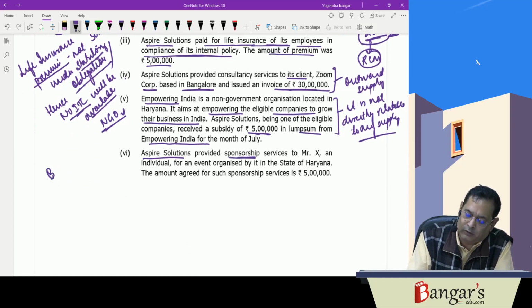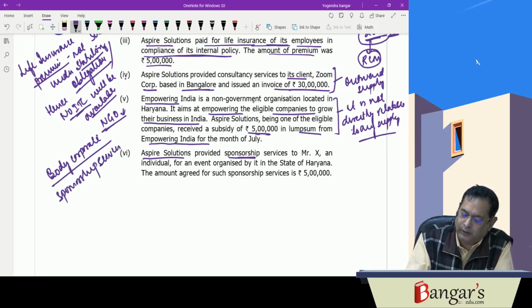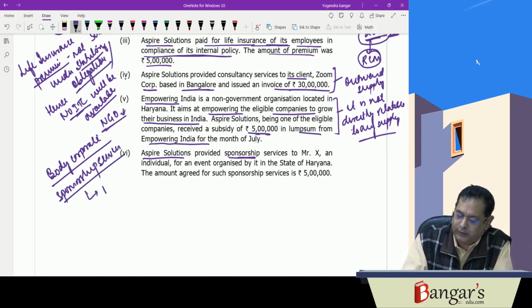Next one is that Aspire Solutions provided sponsorship services. Aspire is a body corporate. Now, what has it provided? Sponsorship services. The same has been provided to Mr. X. It will be chargeable to tax under forward charge mechanism.